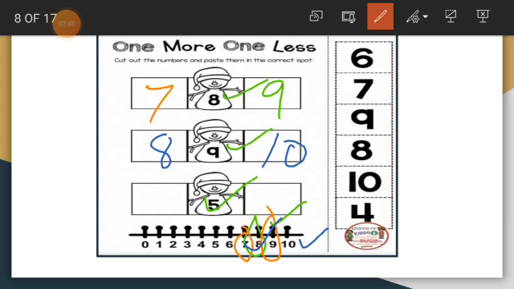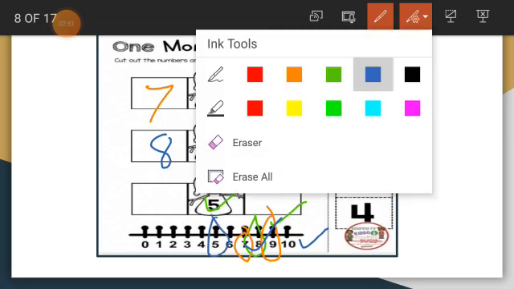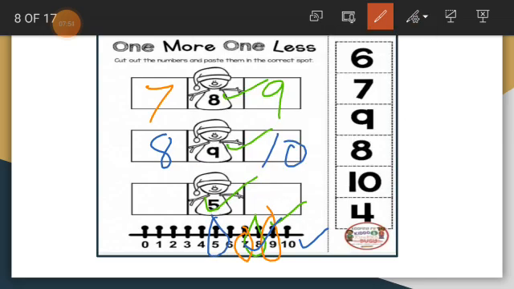Now where is the 5 on the number line? Here is the 5. See which number is after the 5? That is 6. So here you will write the 6. Which number is before the 5? That is 4. So 1 less than 5 is 4.